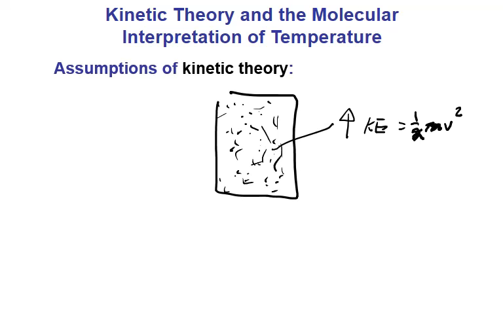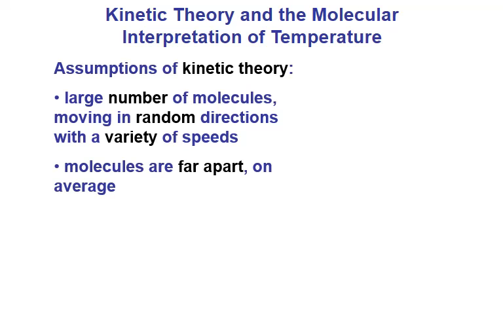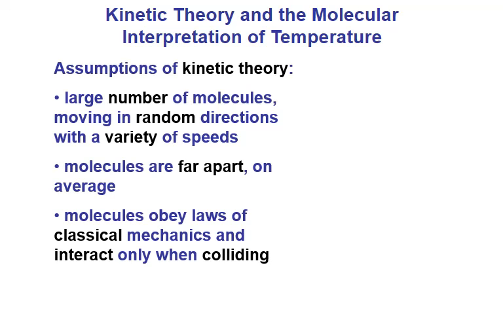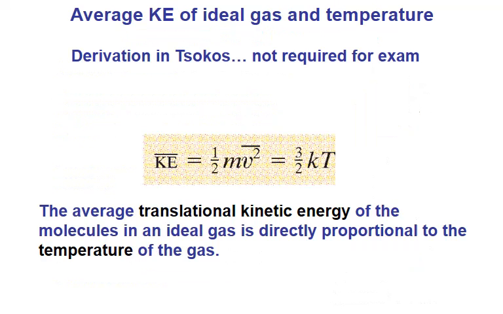we're assuming a few things here. We're assuming that a large number of molecules is moving in random directions with a variety of speeds. The molecules are far apart on average, and they obey the laws of classical mechanics and interact only when colliding. And the collisions are elastic collisions when they hit. If we assume that, we can produce some predictions and calculations. In your book, there's the derivation for this. You don't need this for our exam.